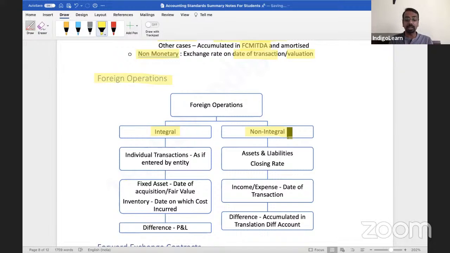They take their own decisions. They take their own purchase decisions. They take their own sales decisions, credit decisions. Whatever has to be done, they take it independently. They are very less dependent on the entity present in India.